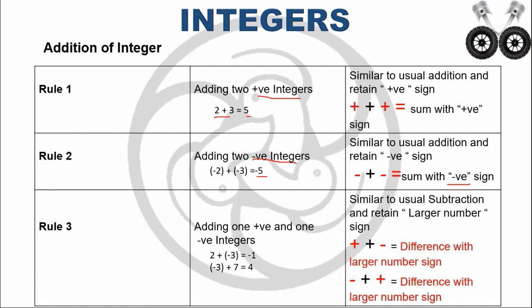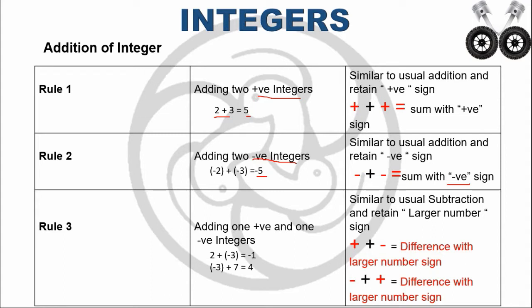Third rule is adding one positive and one negative integer. So what is the third rule? If one is positive and the other one is negative, that means I have to find the difference of the two integers and put the sign of the largest number. For example, 2 plus minus 3.